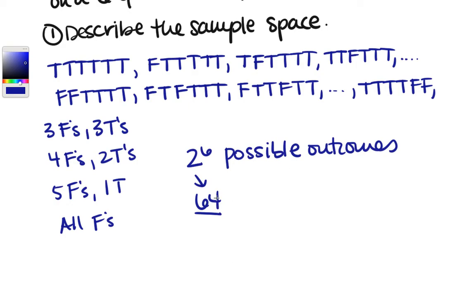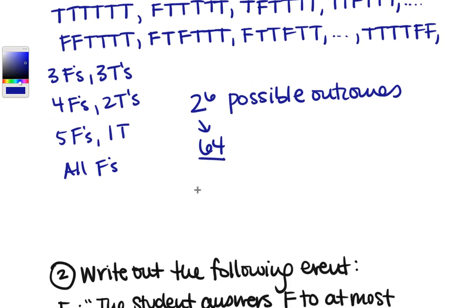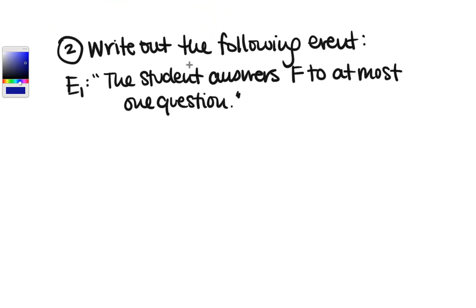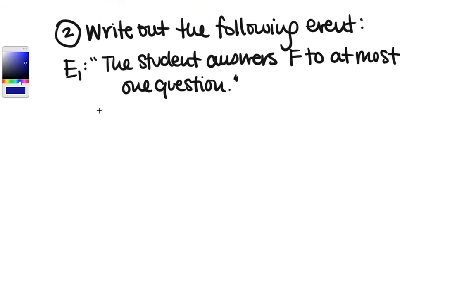We are not going to write out all 64 of those outcomes, but this is enough to give us an idea of what that sample space looks like, what type of thing we're working with. All right, now within that sample space, we want to write out the following event. So remember, an event is a subset of the whole sample space, and our event here is the student answers false to at most 1 question.